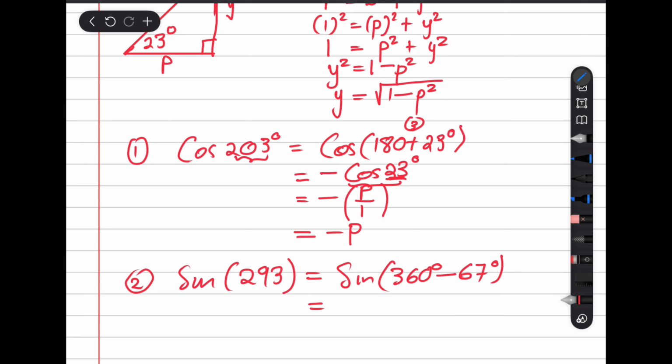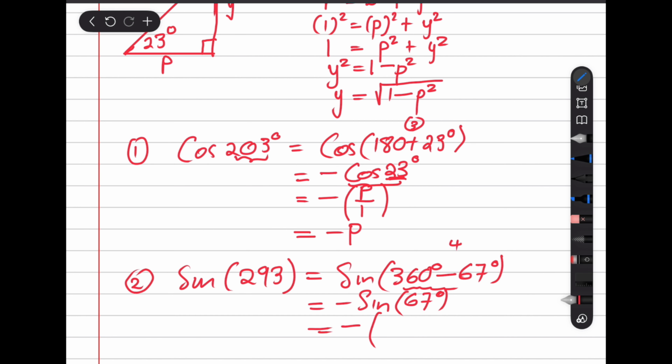Now we know that we are in the fourth quadrant. How is sine in the fourth quadrant? Sine is negative in the fourth quadrant, so we are going to have negative sine of a 67 degree angle. According to the diagram, what are we going to do to simplify this? We are going to use our diagram to answer this question.